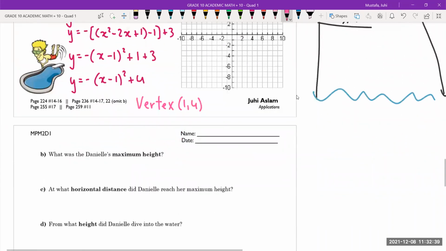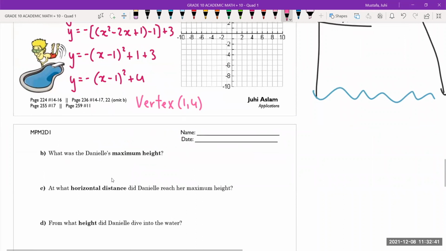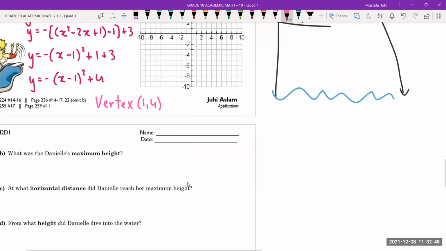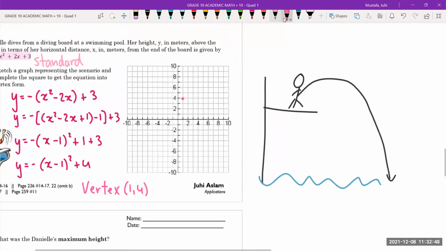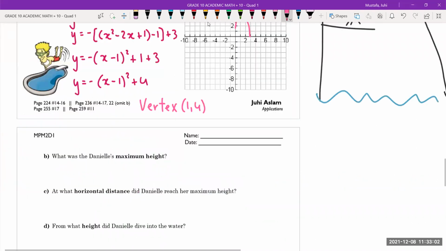Okay. What was Danielle's maximum height? So I do know that if I were to sketch this in a rough manner, her flight would be something as follows. It's going to go like this, and then it's going to go like this. So what is the highest point that she's going to get to? Krishna? Yeah, it's going to be 4 meters.